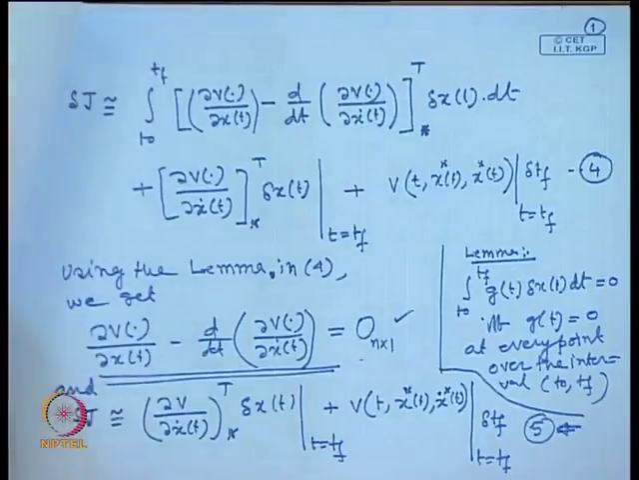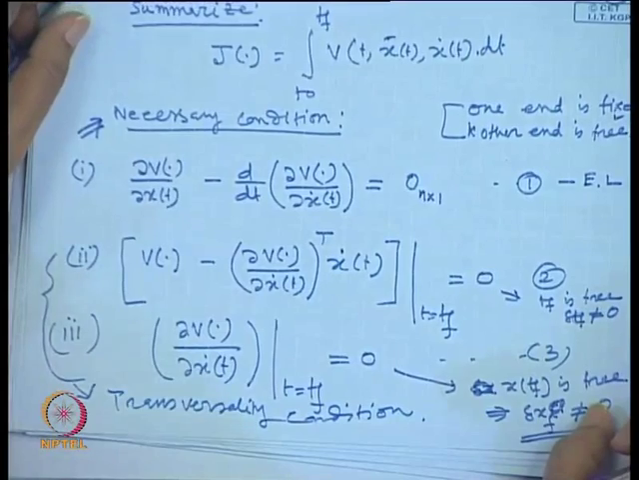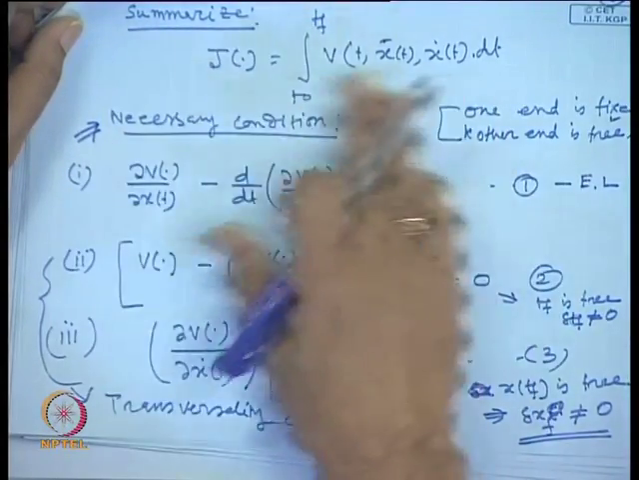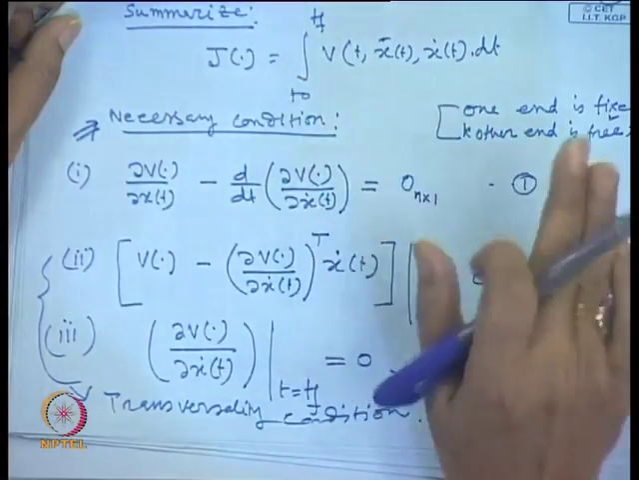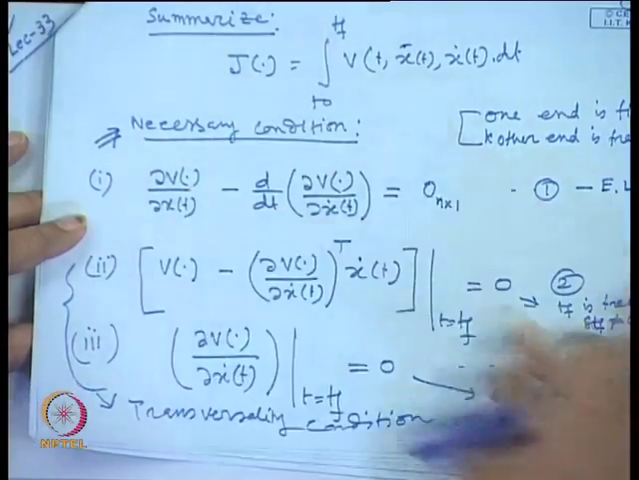After solving this equation, we will get the trajectory. Whether this trajectory is optimal, that is, whether it will maximize or minimize this functional or not, we have to check by using the sufficient condition. We will now discuss the sufficient condition for the functional J to be optimized, either maximized or minimized.